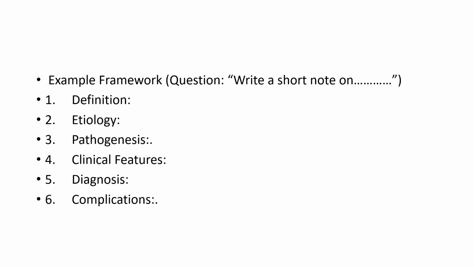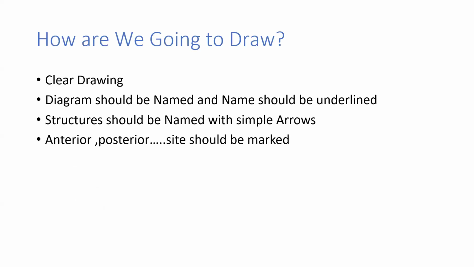And in case it's a nerve, you have to tell the cause and the branches. And ultimately, you have to describe all the blood supply, lymphatic drainage, nerve supply, and ultimately the clinical importance of that one. So again, back to this drawing part, it should be a clear drawing.